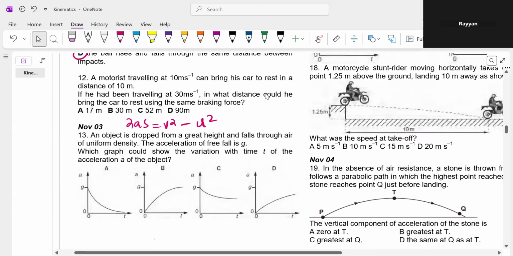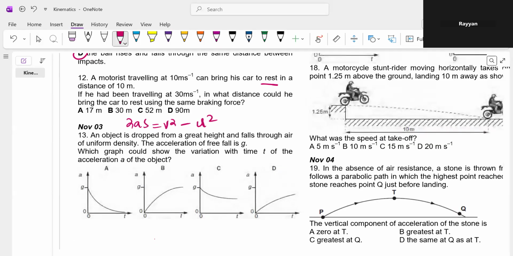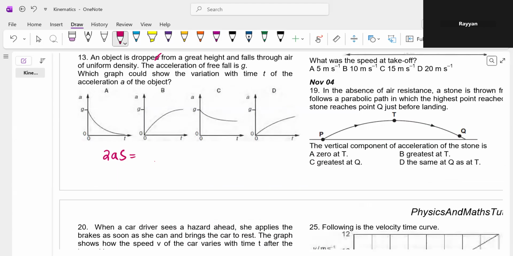Because what we are saying is that the motor is traveling at 10 meters per second and can bring its car to rest. So they're saying it will bring the car to rest, and since it will come to rest, the final velocity will be zero, right? So you take this as zero, and now you will have this equation: 2as equals minus u square. Okay, this is your final equation.